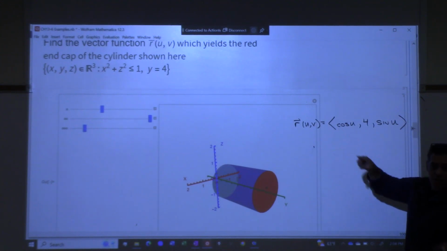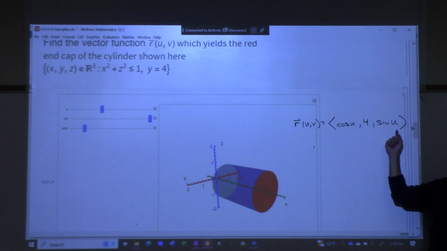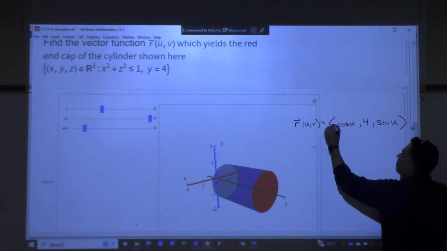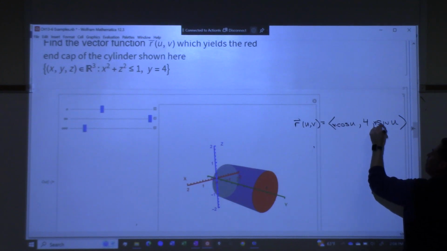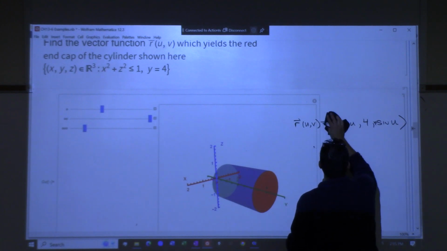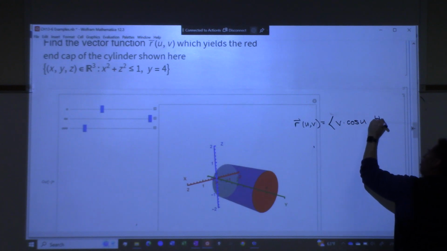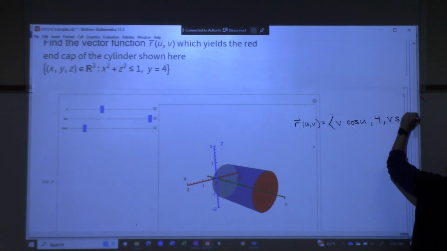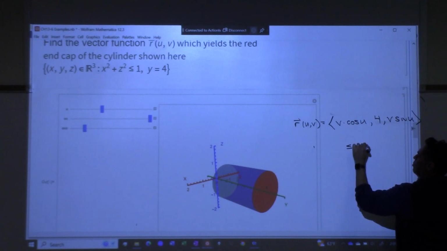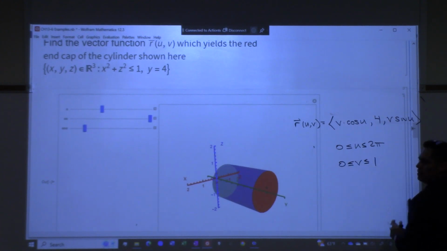So this is just going to draw you the circle of radius 1, right? You need the whole disk. Notice again, you're only using 2 variables, right? So we'll put a V in front. Let me give myself a little more room. So V cosine U, 4, V sine U. And here your U will go between 0 and 2 pi. And your V, you want to draw a unit disk, right? So the radius was 1, so 0 to 1.